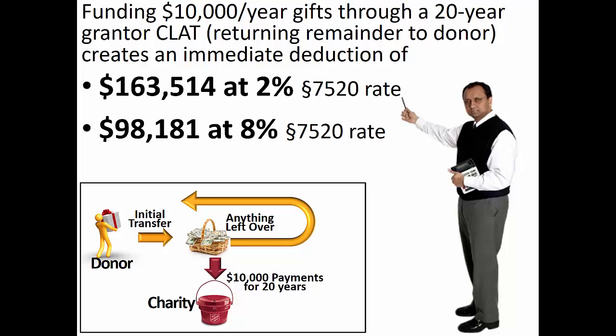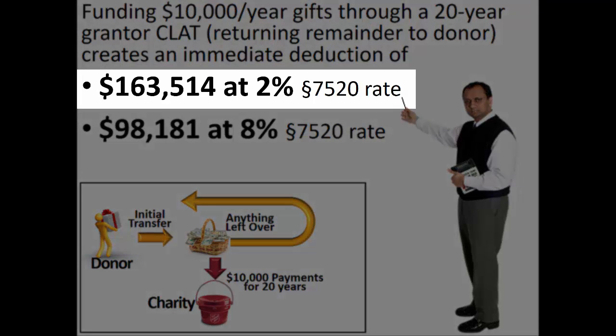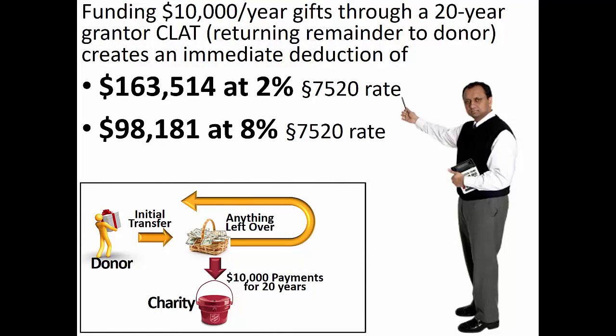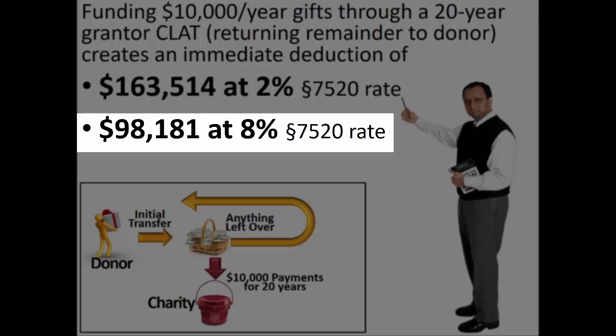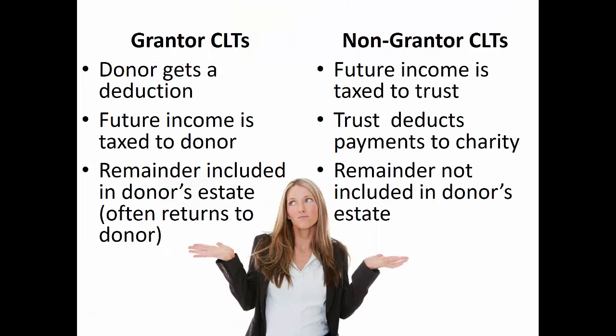Because the grantor charitable lead trust allows for a deduction today for transfers to be made to charity in the future, the value of the deduction depends upon the prevailing Section 7520 interest rate. The size of the deduction is much larger during lower interest rate periods than during higher interest rate periods. For example, a charitable lead trust funded to support $10,000 annual charitable gifts for the subsequent 20 years will generate a $163,514 deduction if the Section 7520 interest rate is 2%. But if the Section 7520 interest rate is 8%, the same transaction generates a deduction of only $98,181.